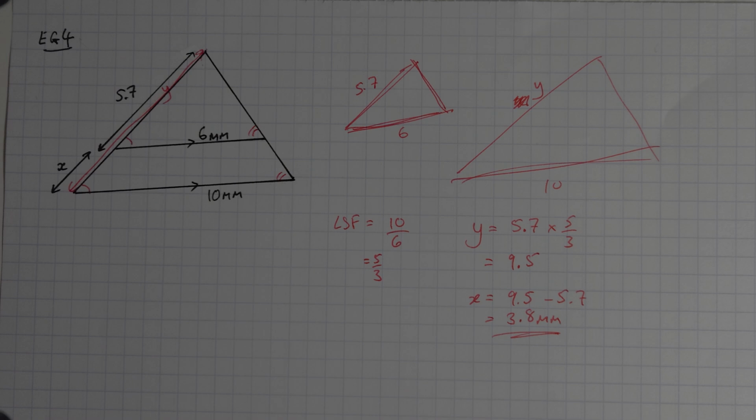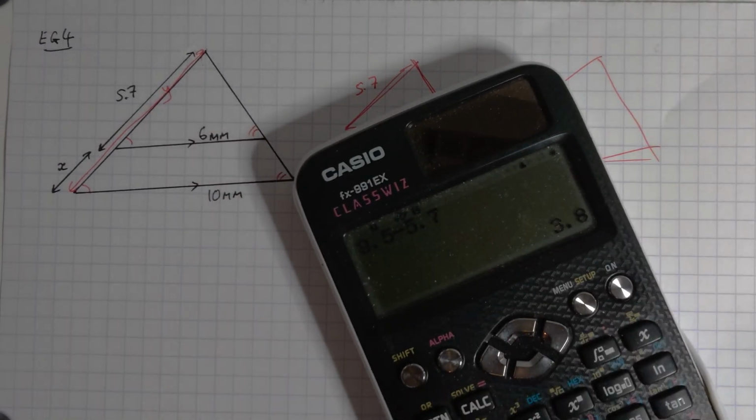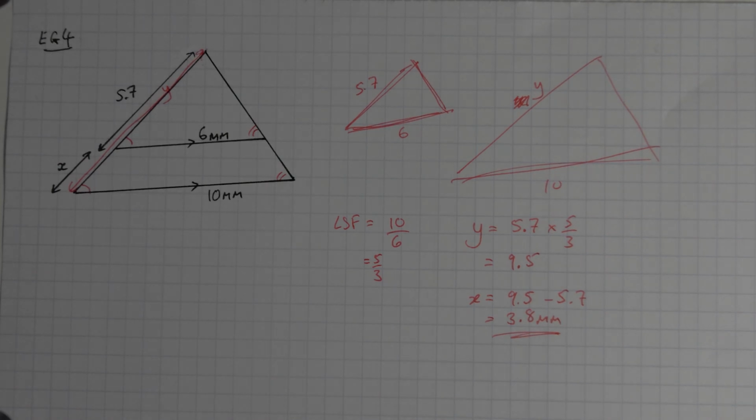The final thing to note is sometimes your scale factor comes out as a fraction, and that fraction might be easier as a top-heavy fraction rather than a recurring decimal. If you want to use the recurring decimal button on your calculator, go ahead. I don't even have one on this calculator. Okay, on this version of the Casio, there isn't a recurring decimal button, so I have no real choice but to use the fraction instead.